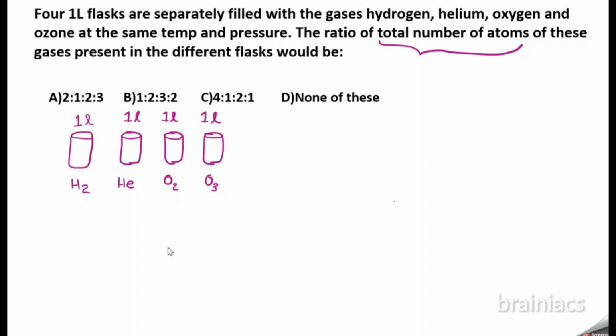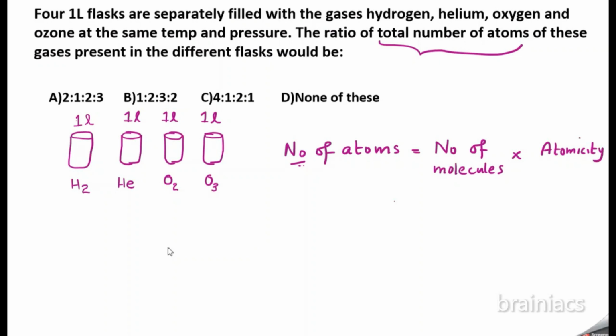You should always take care whether they are asking for the total number of atoms or molecules. Whenever a molecule is given and they are asking for the total number of atoms, the formula is: total number of atoms is equal to number of molecules multiplied by atomicity. Now, first of all, they are telling us about a 1 liter flask.